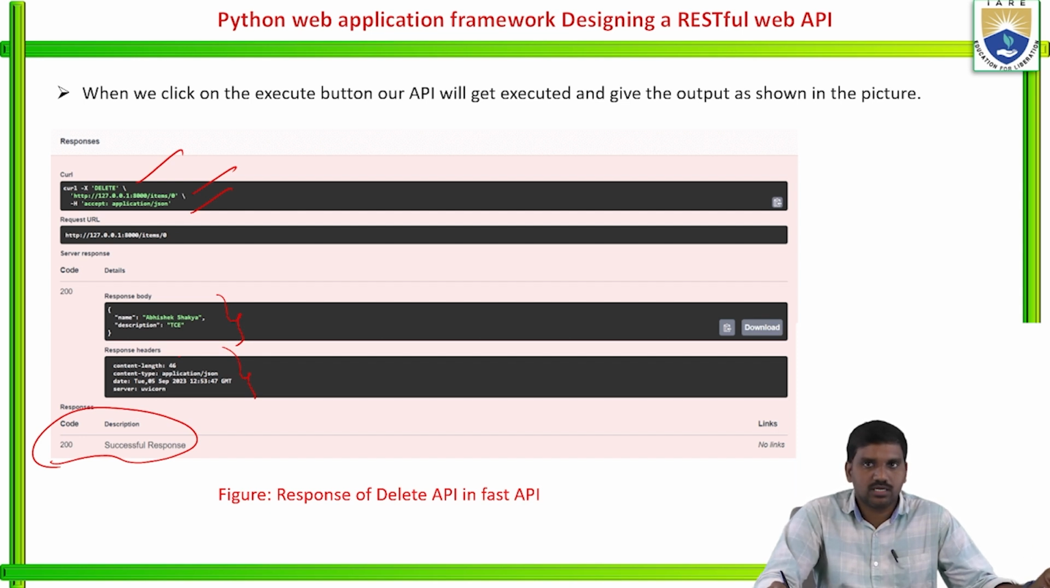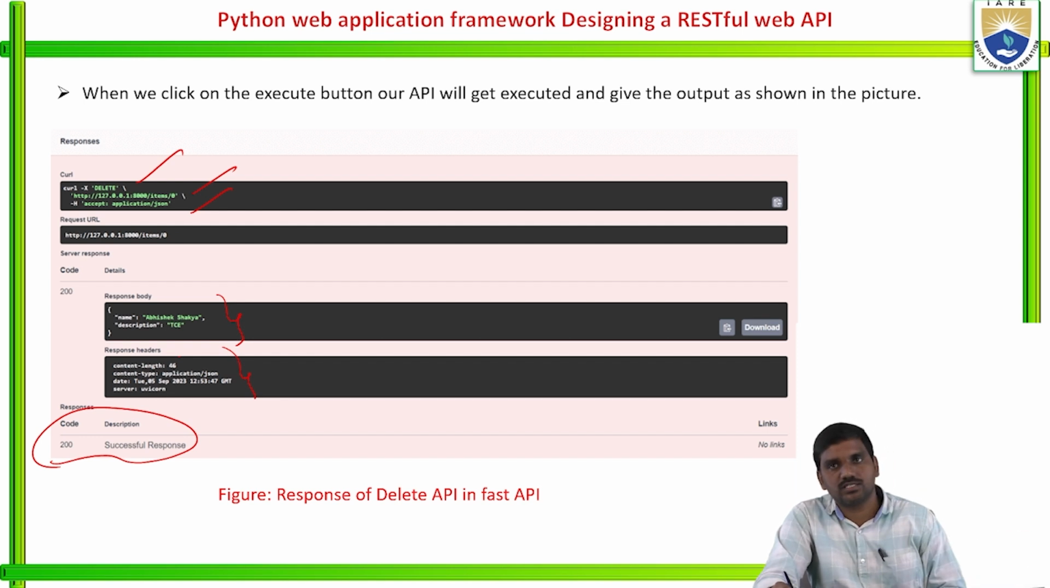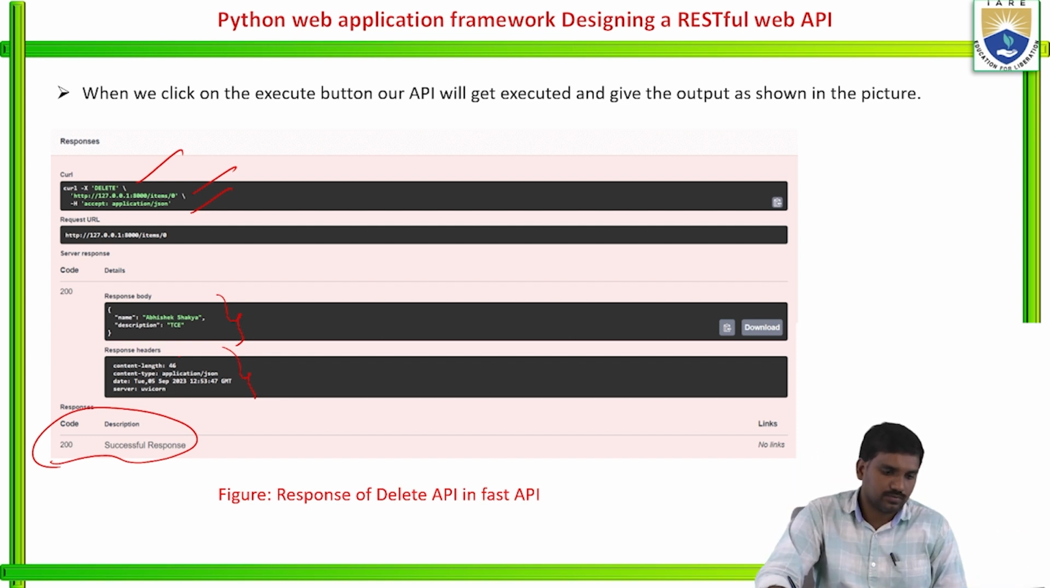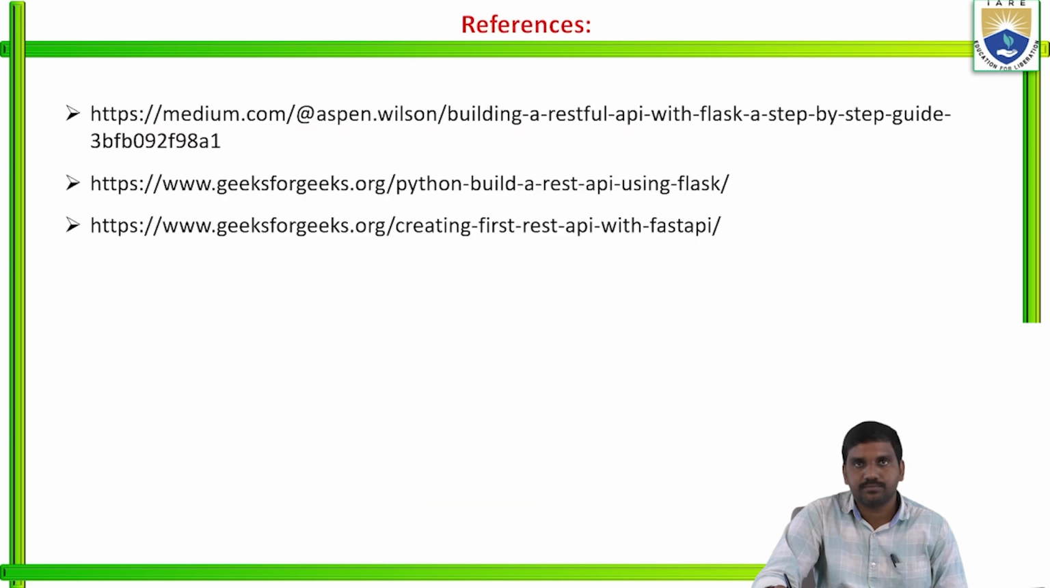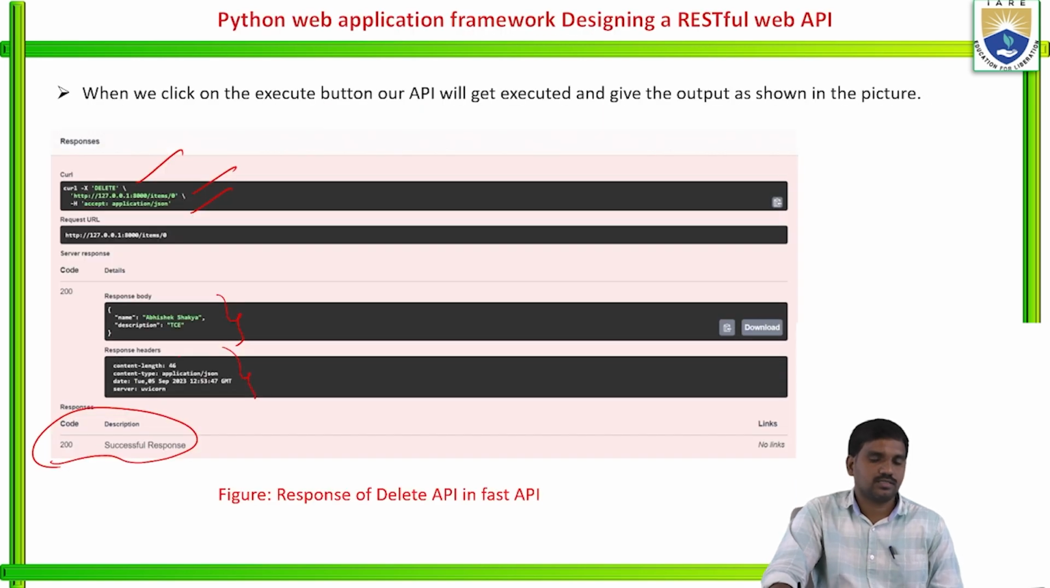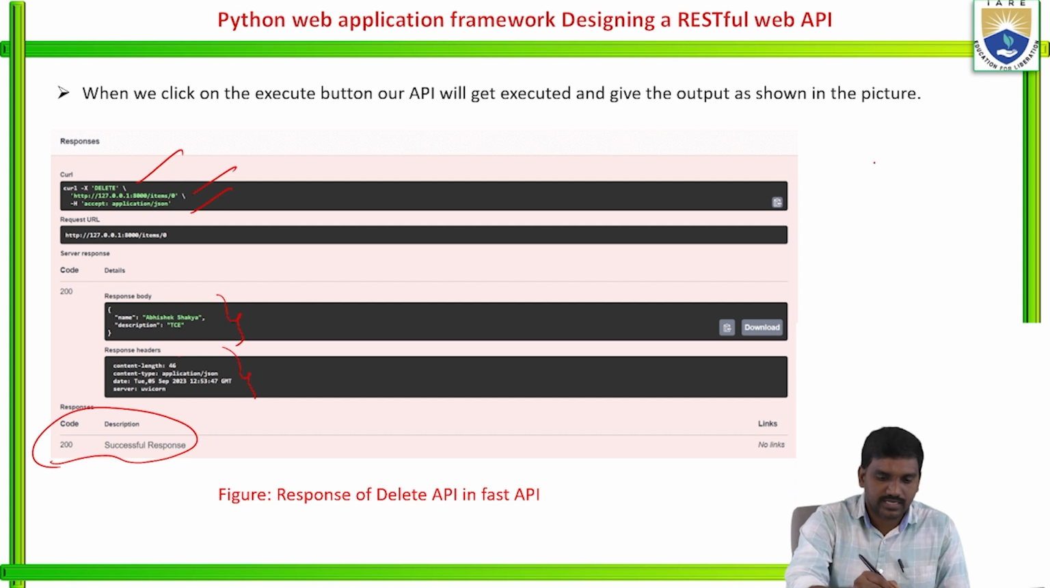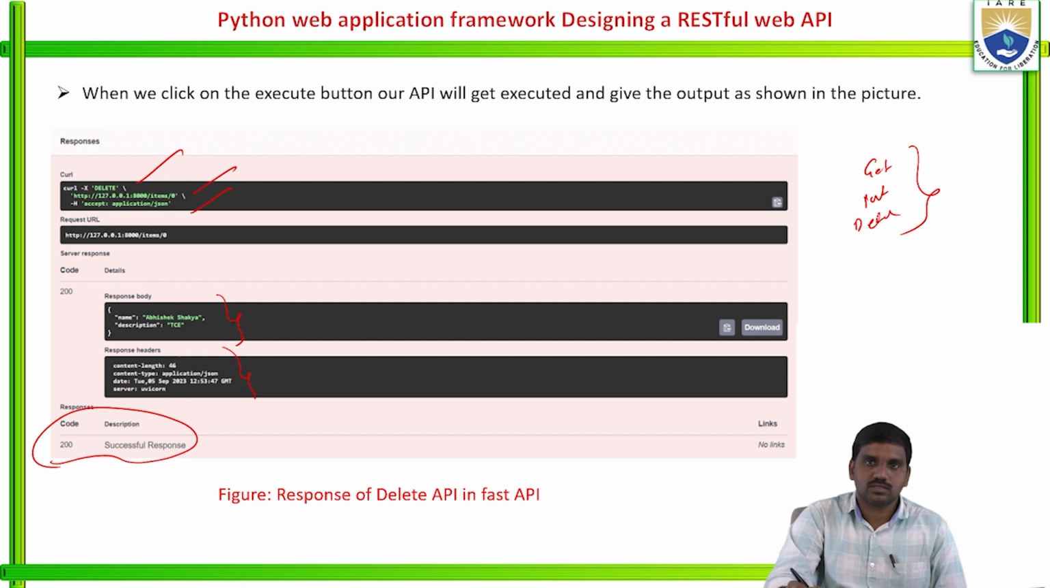So this is the process of the delete API in FastAPI. These are the five methods based on the HTTP requests: get, put, delete, and so on, using code. This is the process of designing a RESTful web API with a web application framework, using several steps.